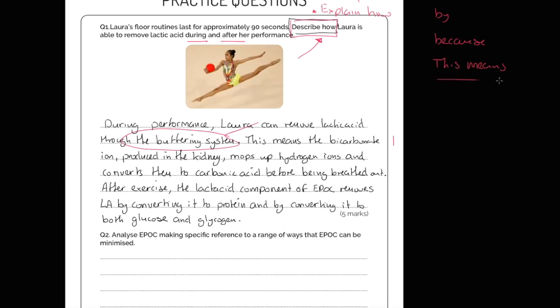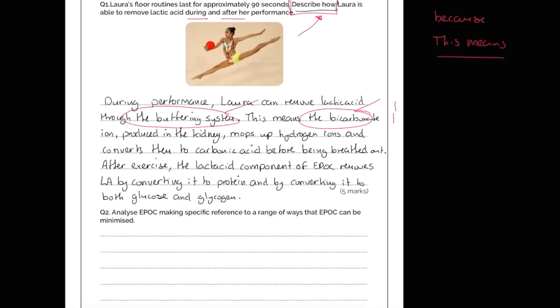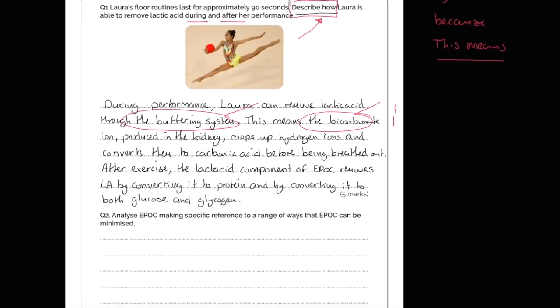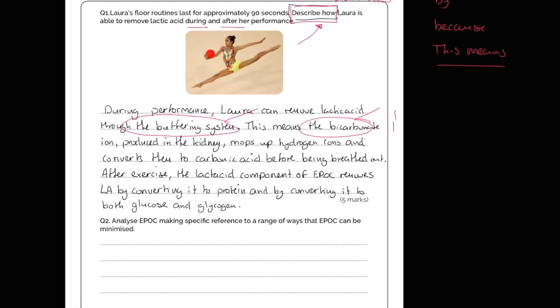This means, look, there's my language. This means the bicarbonate ion. Okay, let's say, how many marks have I got for this question? Okay, I've got 6 marks. Let's say there's 3 marks, 3 submax for during and 3 submax for after. This bicarbonate ion produced in the kidney mops up hydrogen ion.